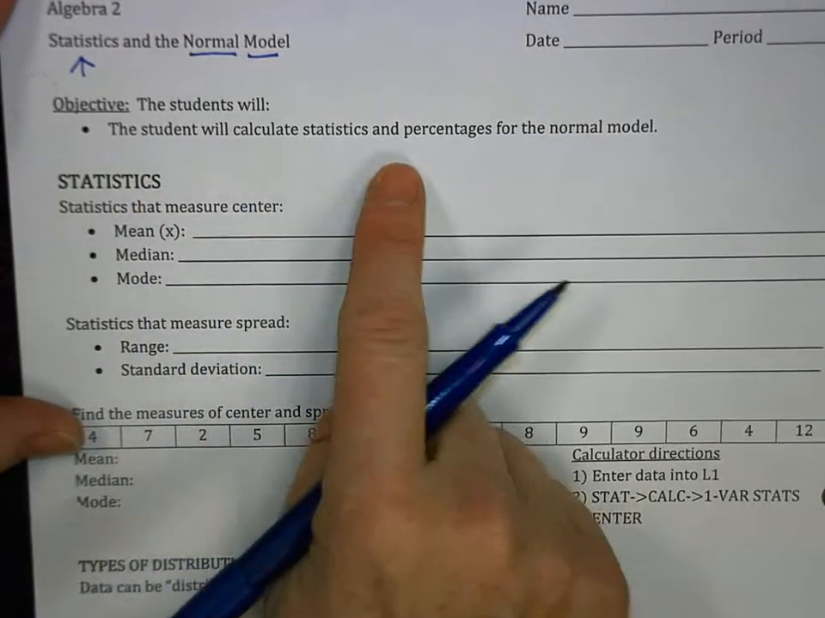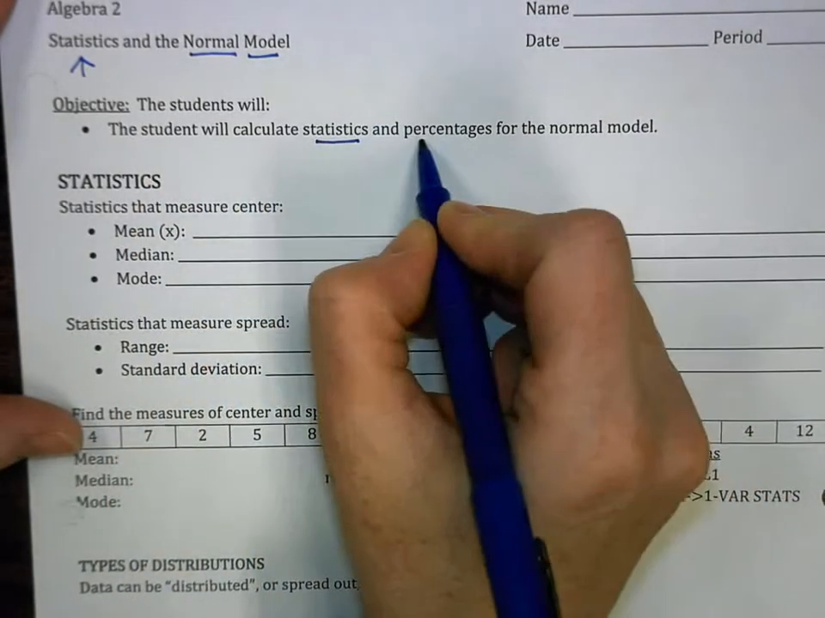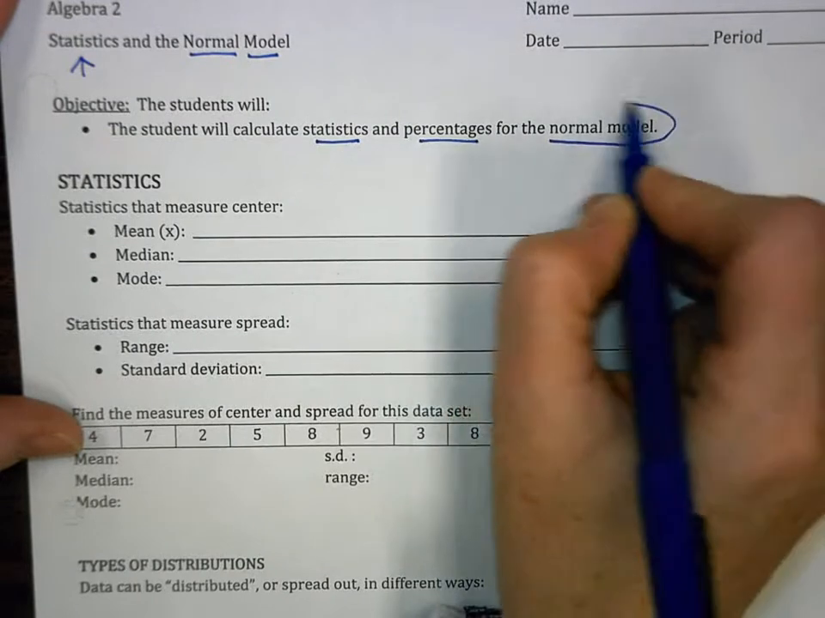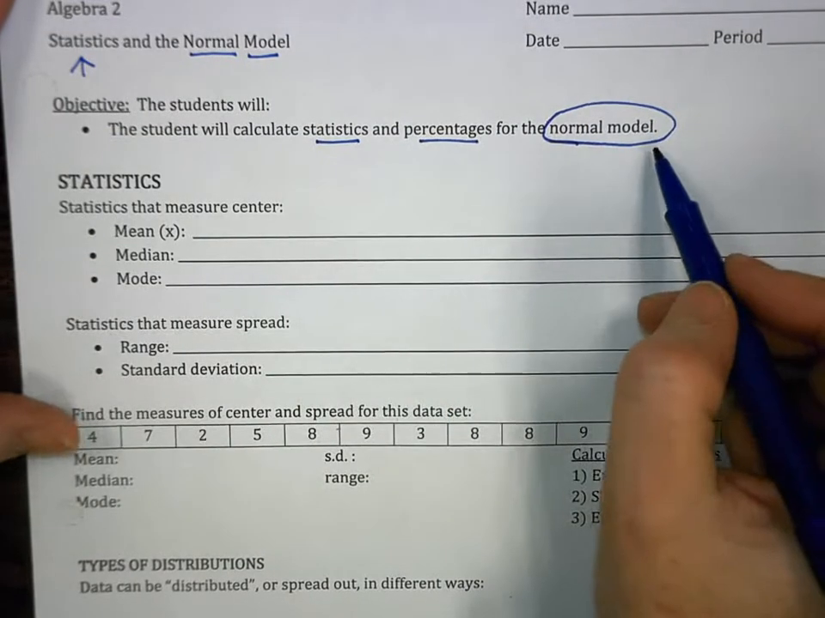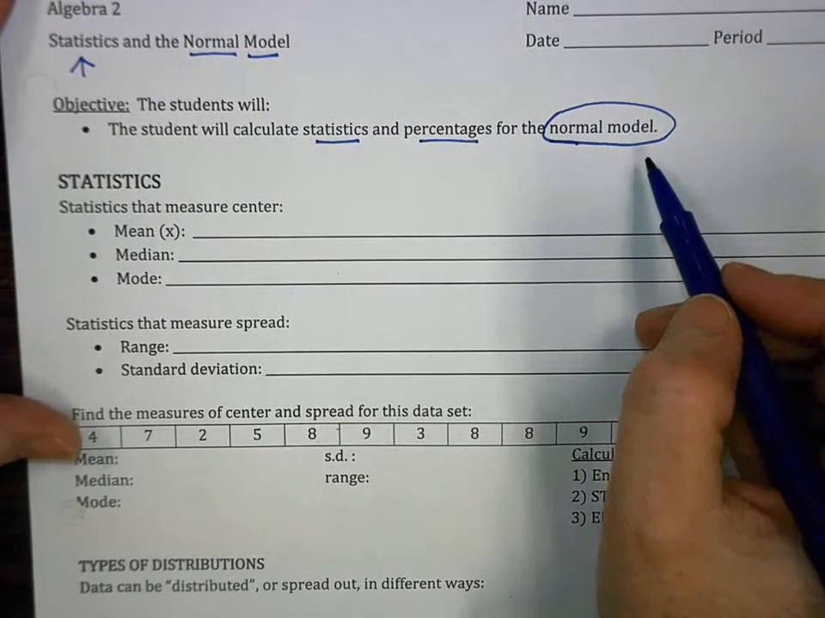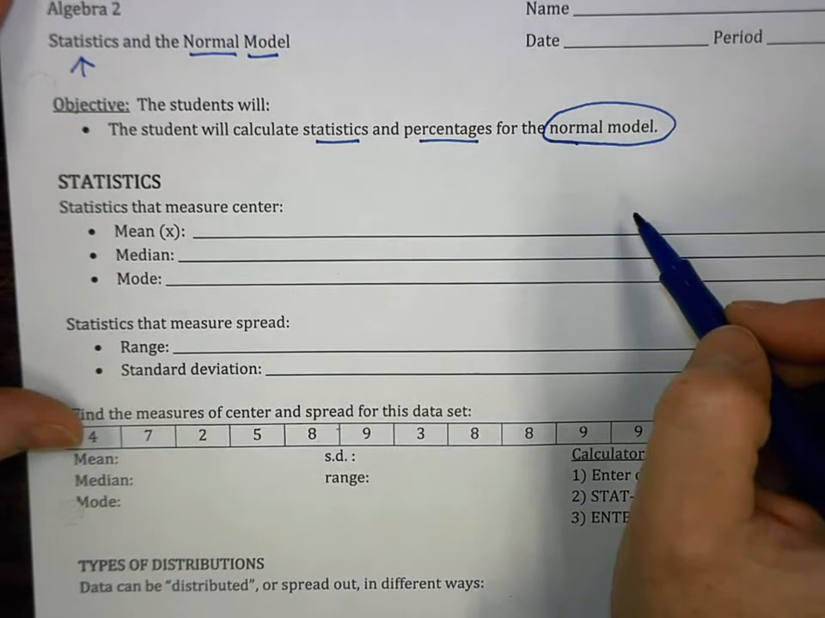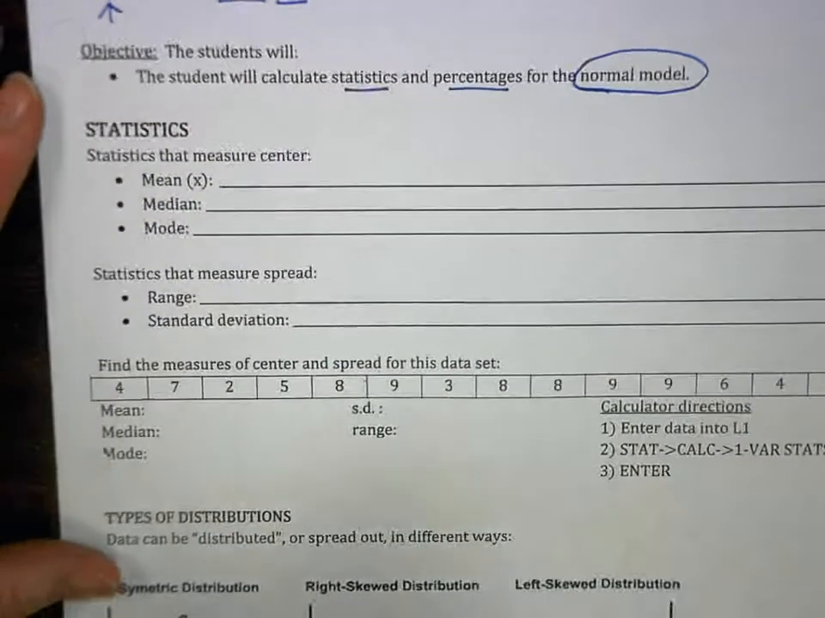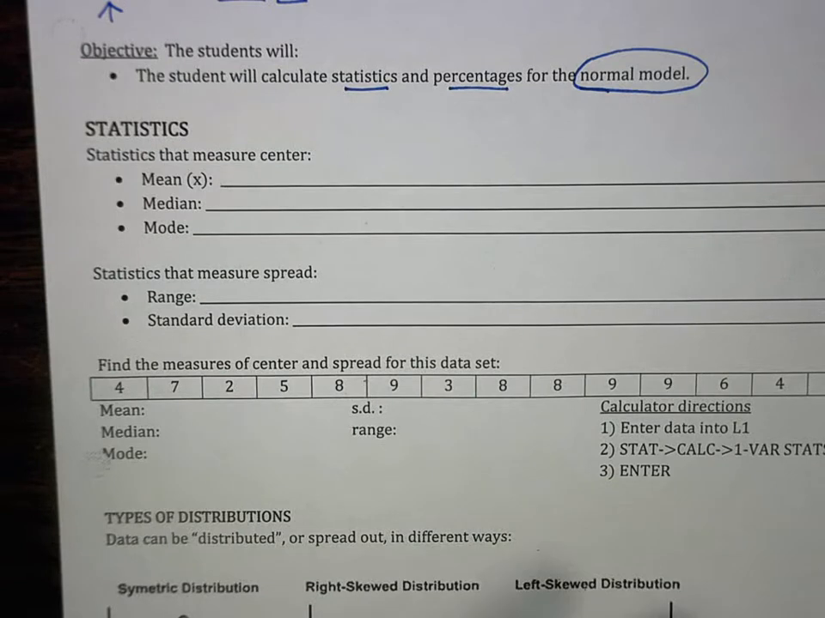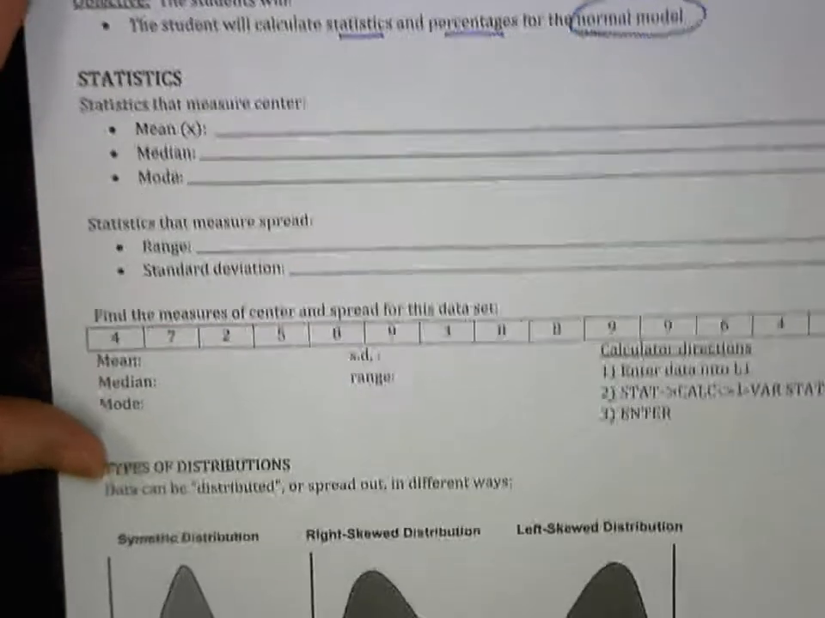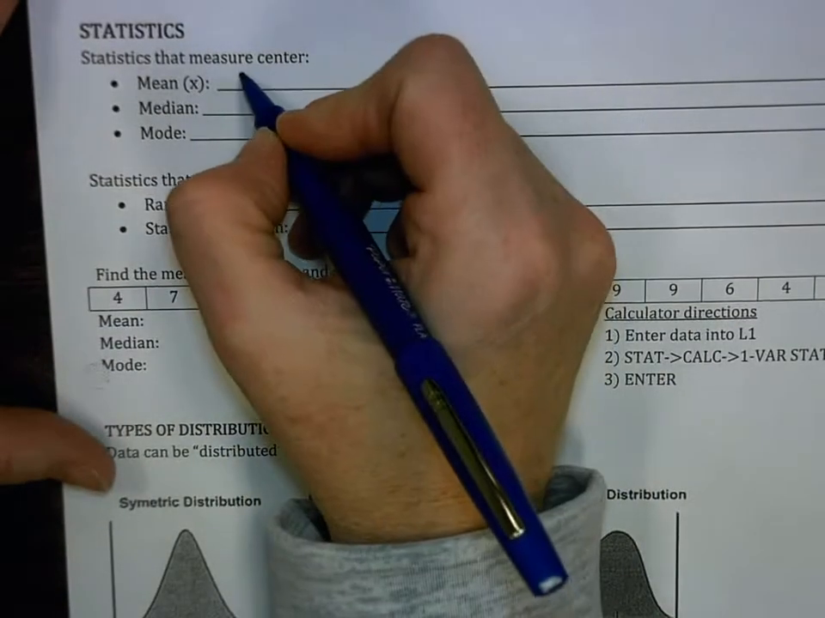So our objective is we're going to calculate statistics and percentages for the normal model. And what that means is versus skewed models. So for the next several days, we'll be working just with the normal model. So let's review. Statistics that measure center. We know this. We're just going to write it and review it.